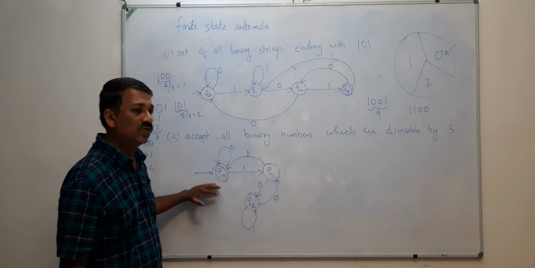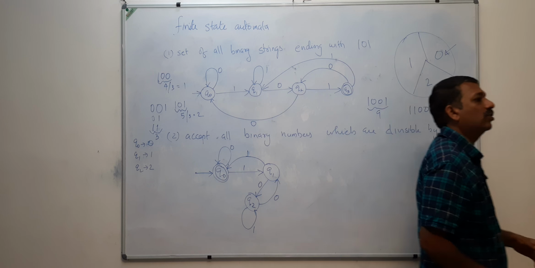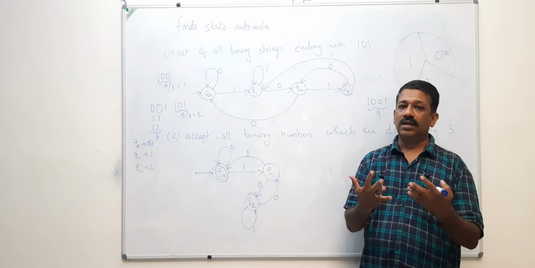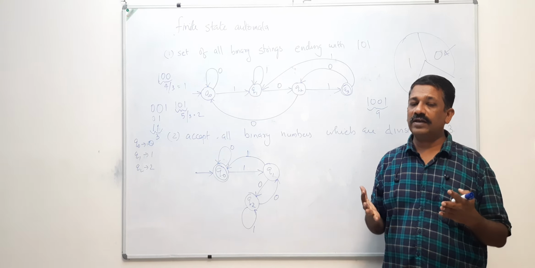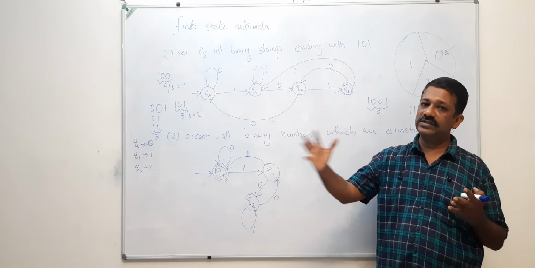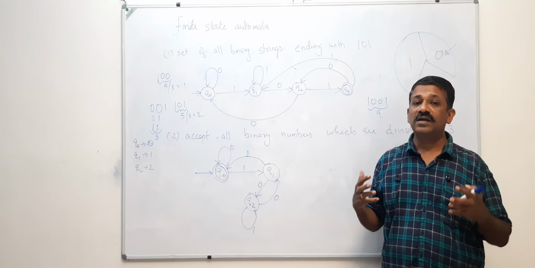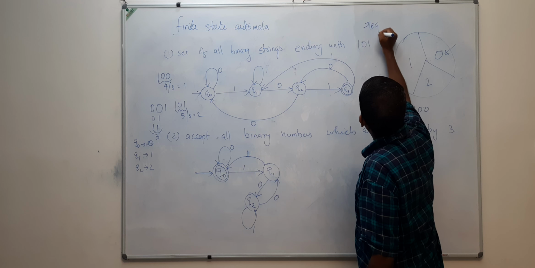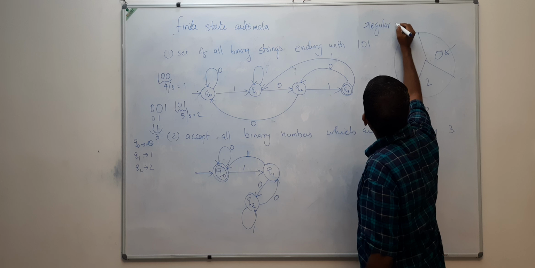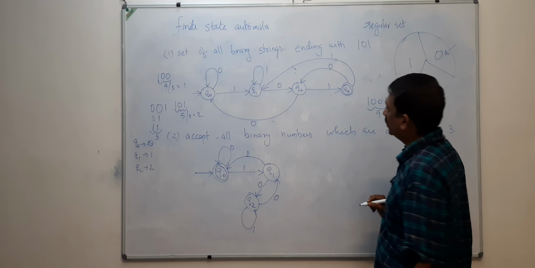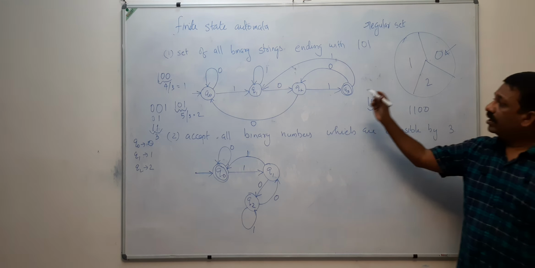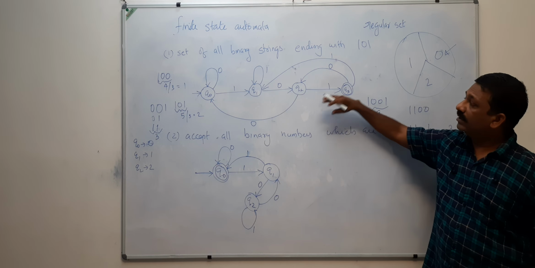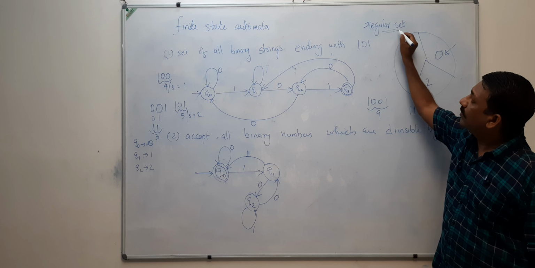This also is an example of a finite state automaton. If you have a finite automaton, then the language accepted by the finite automaton is said to be regular. The language accepted by a finite automaton is called a regular set. Okay.